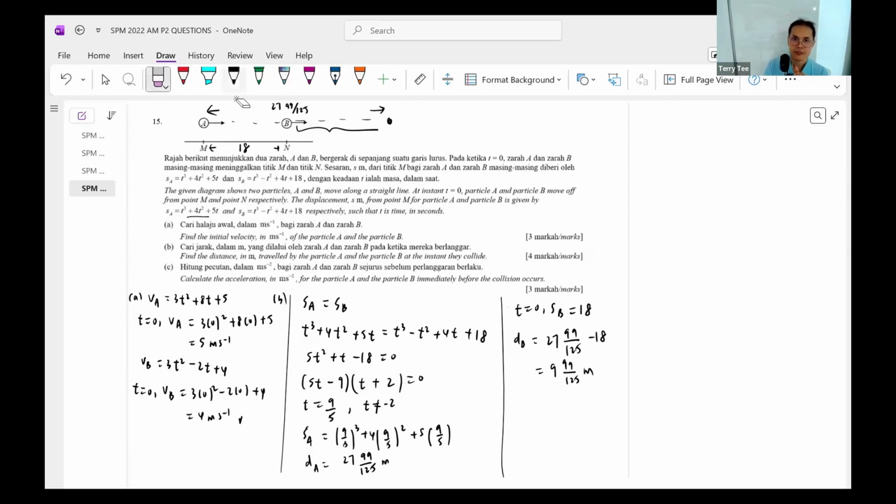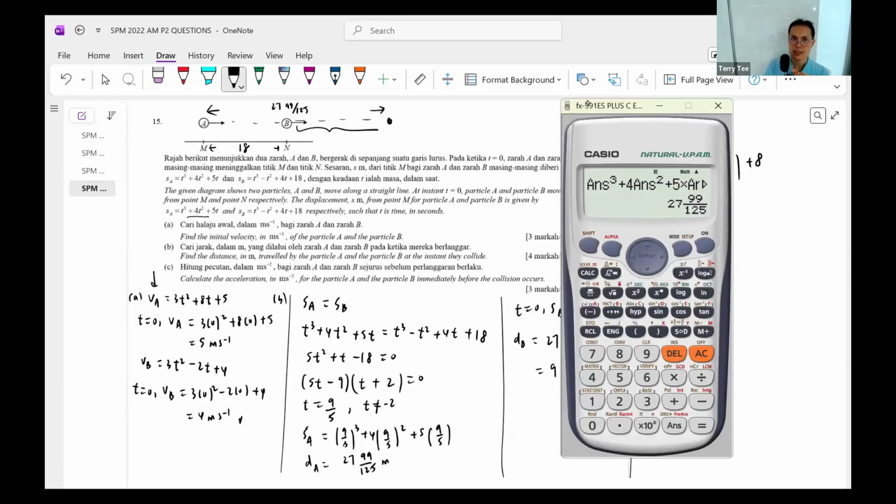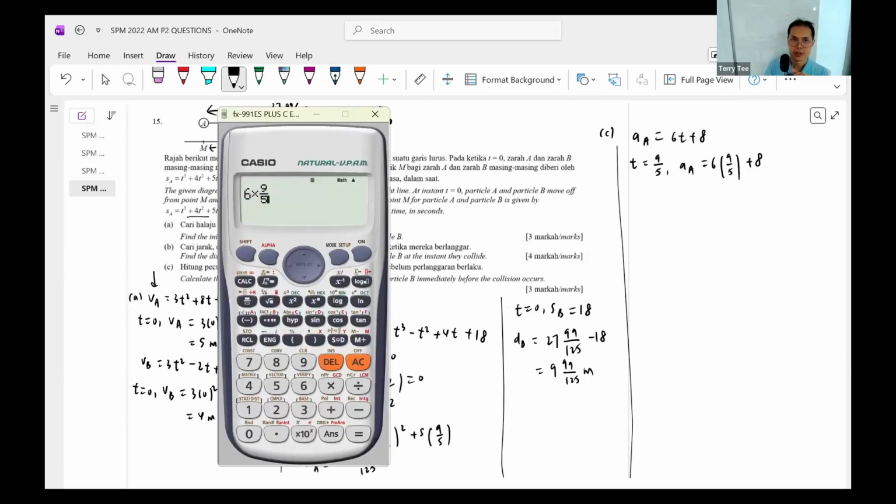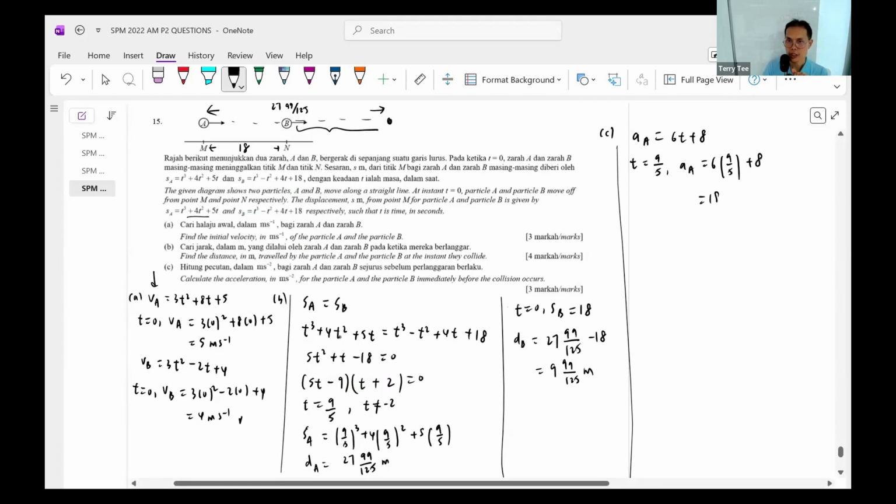Now, next, calculate the acceleration for particle A and B before collision occurs. Very simple. Differentiate the velocity, you get your acceleration. Differentiate this velocity function for A, you get 6t plus 8. And we substitute the time as 9 over 5. So acceleration for A is 6 times 9 over 5 plus 8. Use my calculator, 6 times 9 over 5 plus 8. You should get 18.8 meters per second squared.